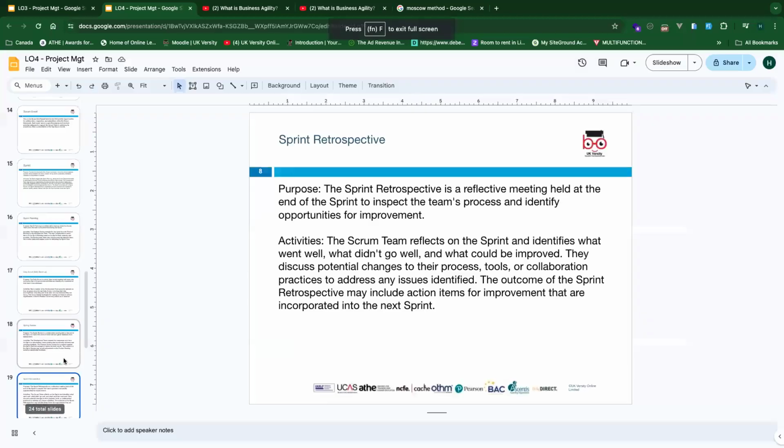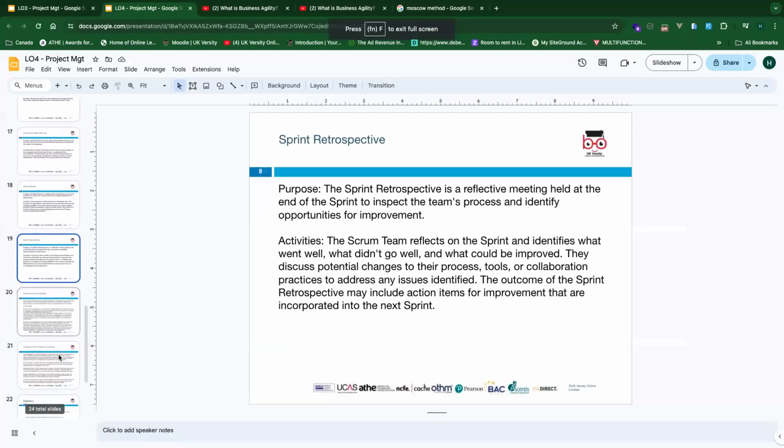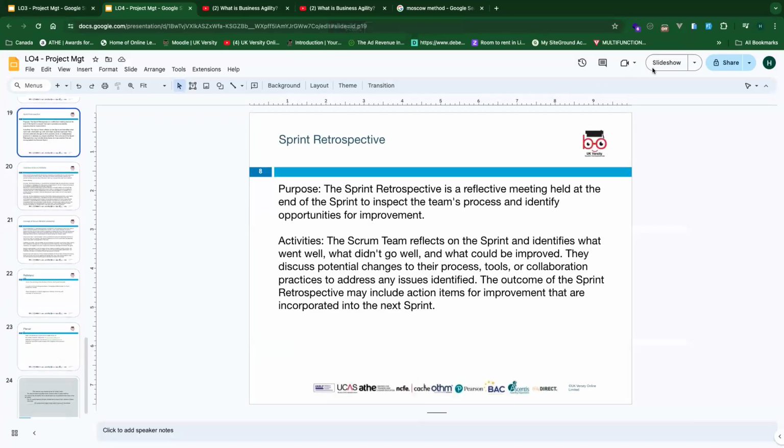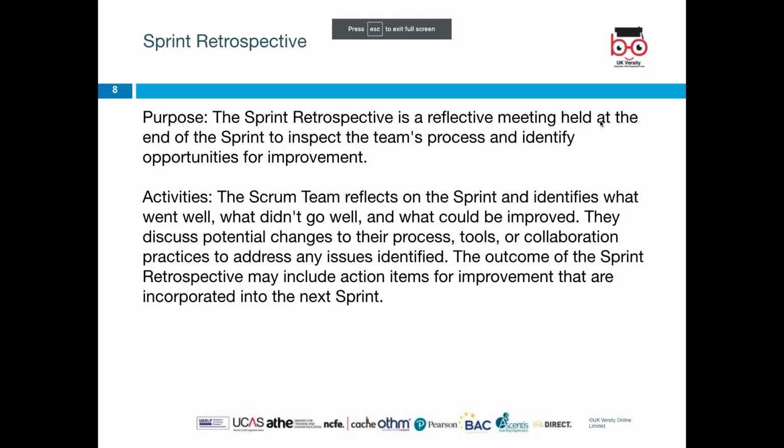So we also have the sprint retrospective. The purpose of this is to reflect. It's a reflective meeting held at the end of the sprint. So at the end of building the product, you have to have a reflection phase, which is the sprint retrospective. They identify areas and opportunities for improvement by taking in the feedback from the stakeholders.